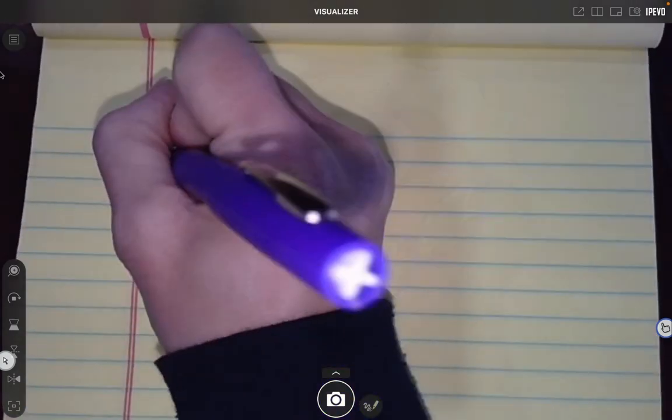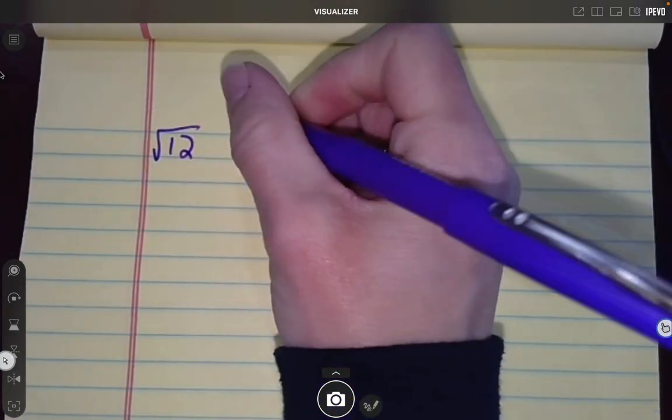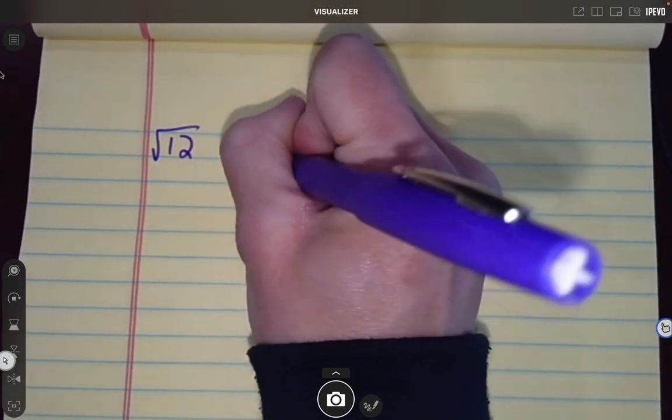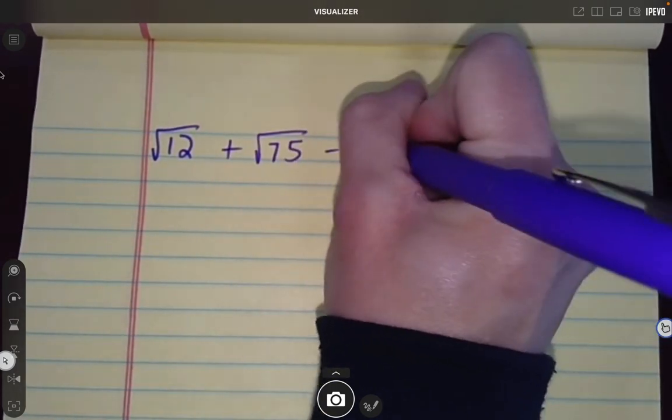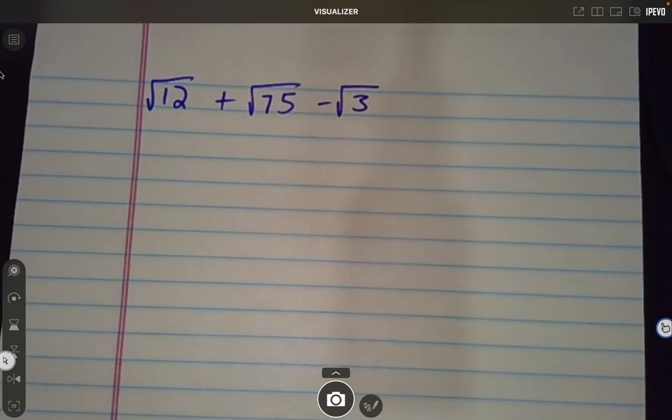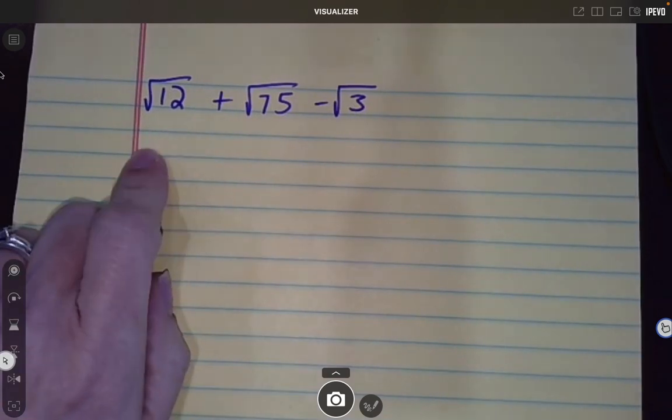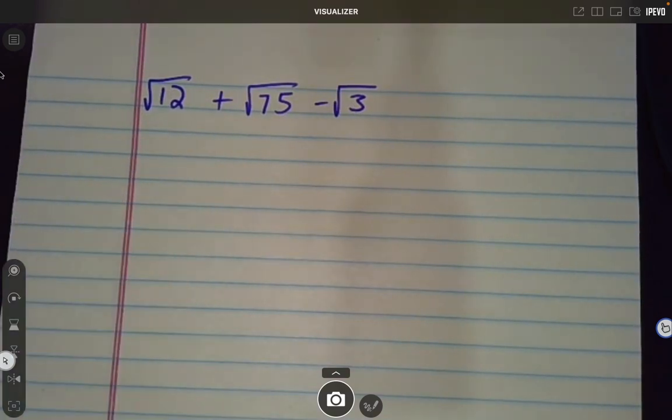Okay, I've got the square root of 12 plus the square root of 75 minus the square root of 3. Can you add these? No. They have to match, right? That's what we just said. Now, on these problems, it says simplify, then combine like terms. So this is what you were talking about at the very beginning, like what if that can be simplified under there? Well, now that's going to tell us simplify, then add or subtract.